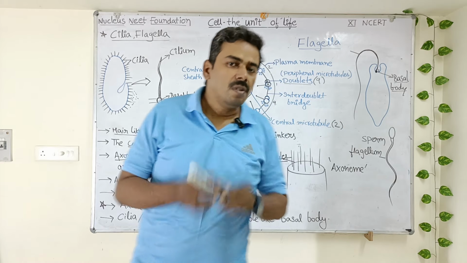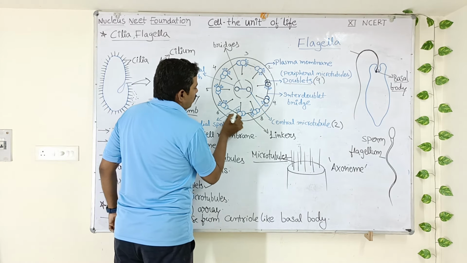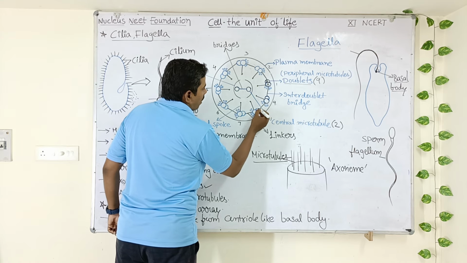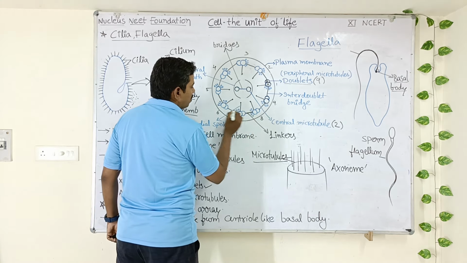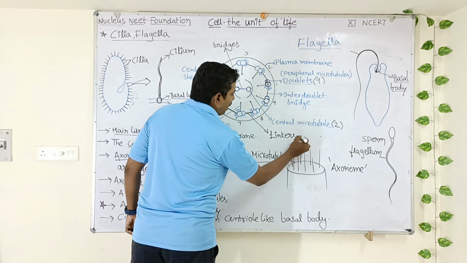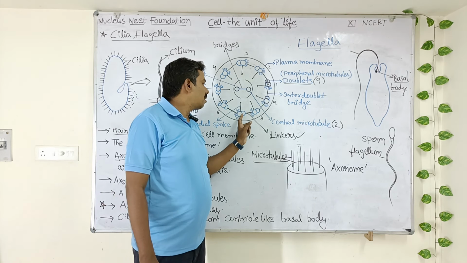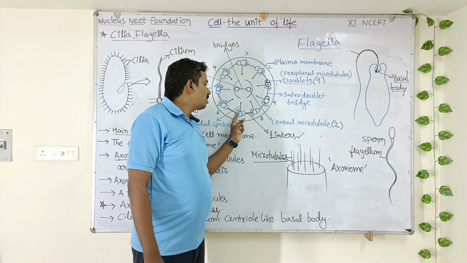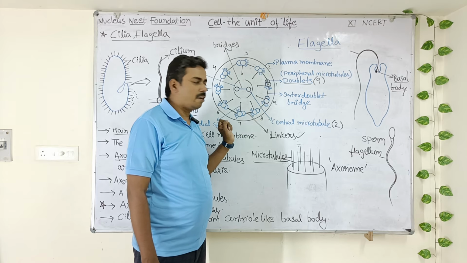Okay. So now listen carefully, students. There are some connections between the doublets which I am showing in black color. These black color connections which I have drawn here are called linkers. The linkers are the connections which connect the adjacent doublets, adjacent peripheral microtubules.